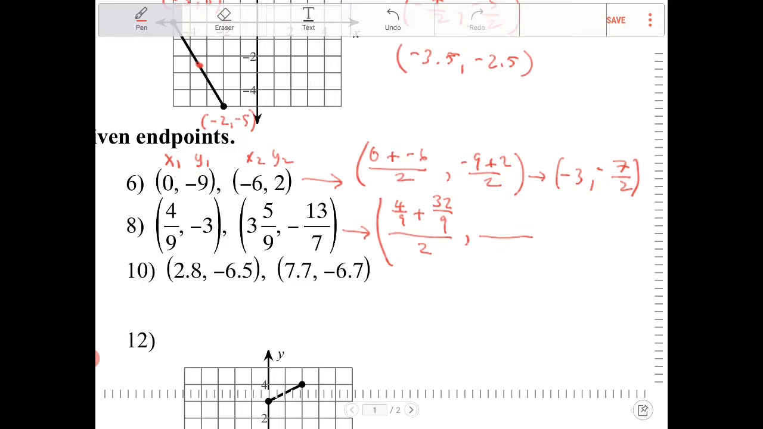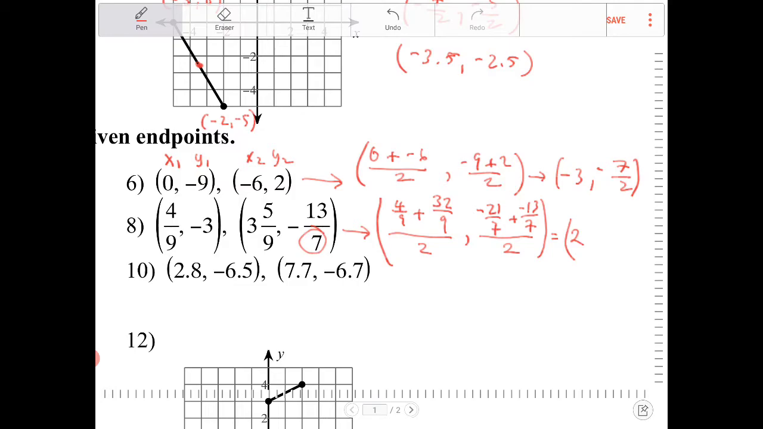And -3, but I see here I have a denominator of 7, so -3 to create a common denominator becomes -21/7 plus -13/7, all divided by 2. And if I add this guy right here, 4 plus 32, isn't that 36? 36 over 9, isn't that 4? And then 4 divided by 2 is 2.